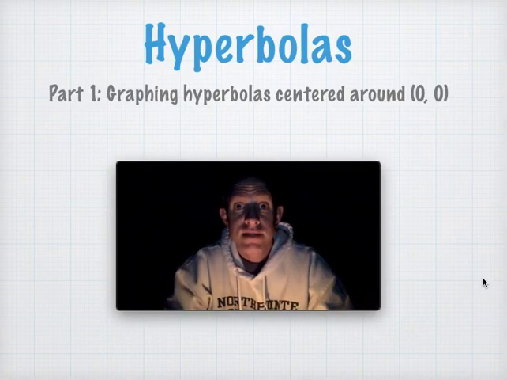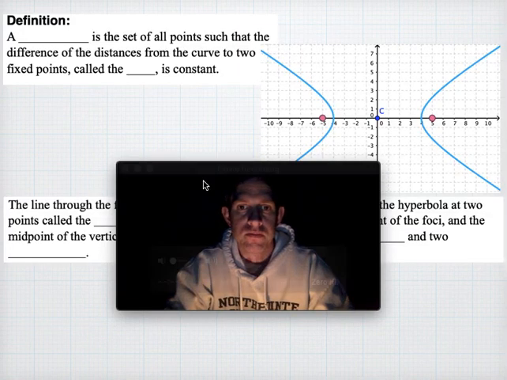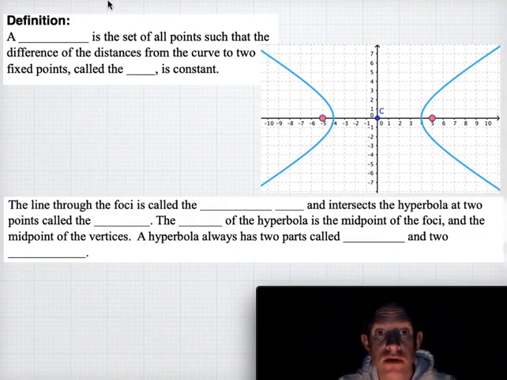Hey everybody, today I'm teaching by candlelight and I want to tell you about a new shape called a hyperbola. So a hyperbola is this curve, this pair of curves shown in blue, and it's got a unique definition.